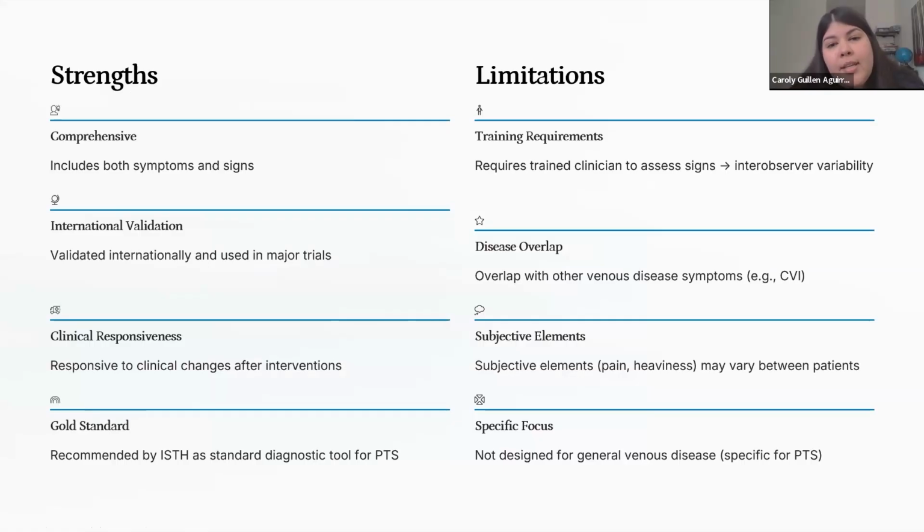However, the limitation is that it requires trained clinicians to assess signs to decrease interobserver variability. It has overlap with symptoms of other venous diseases like chronic venous insufficiency, and it has subjective elements like pain and heaviness that may vary between patients. Also, it's not designed for general venous disease. It's specific for post-thrombotic syndrome.